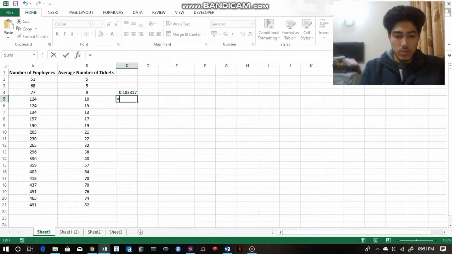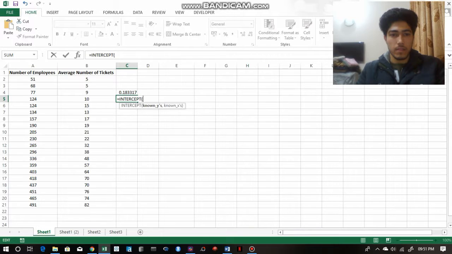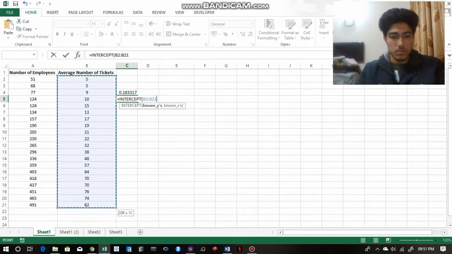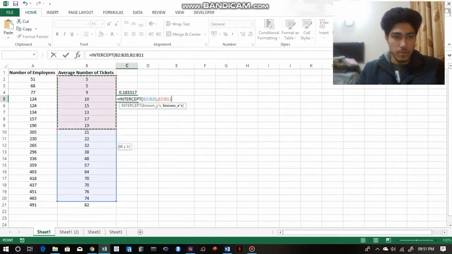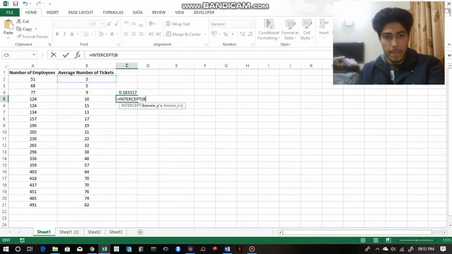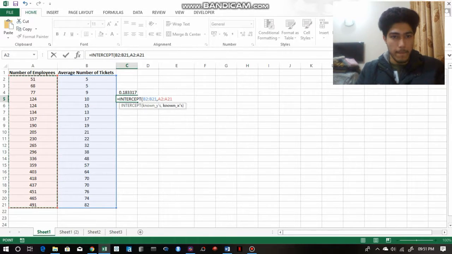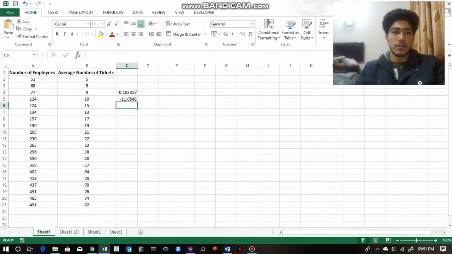Alright, now let's move on to the intercept. In Excel we have INTERCEPT. Again the same fields need to be passed. Intercept means what is the value of y when x is 0. So this is the intercept. Now there is another term, coefficient of correlation.